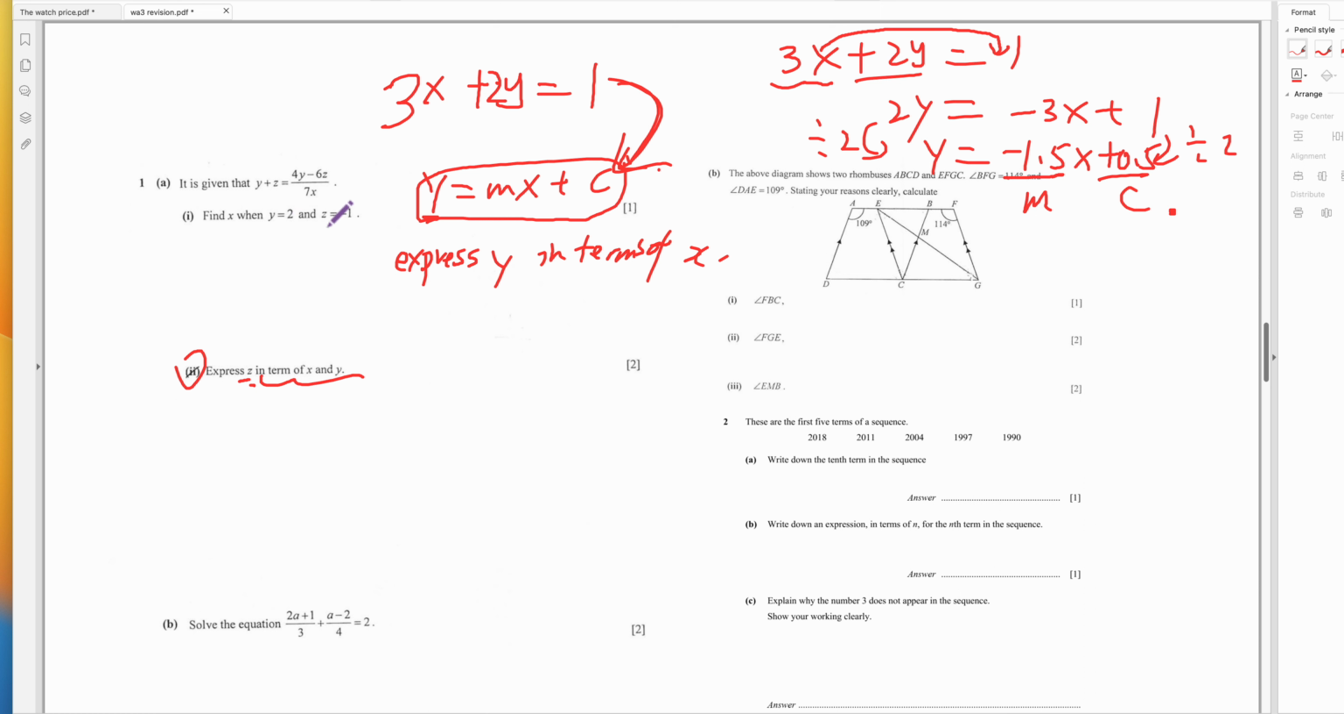So you do similarly, you do the same thing. You have y plus z. Then you have this 4y minus 6z, and then you have this 7x. So what you realize is that you have z here, right? You also have the minus 6z here, right? So how do you get all the z together? You can just put the number in front and change the sign. How? Actually, the first step is cross multiply first. You cross multiply first.